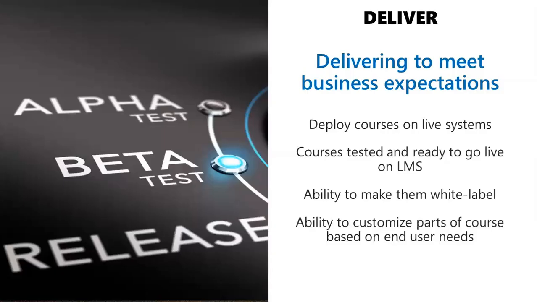Once the courses are tested, we get into the delivery phase, wherein there could be multiple scenarios. We are deploying the courses on live systems, and also bringing in the ability to make these courses white labeled if they have to be used by multiple customers. We also bring in the ability to customize very specific parts of courses based on end user needs. All this falls under the delivery phase. With this, the 4D process complements the XSmart framework very well, which enables us to go through this entire modernization journey.